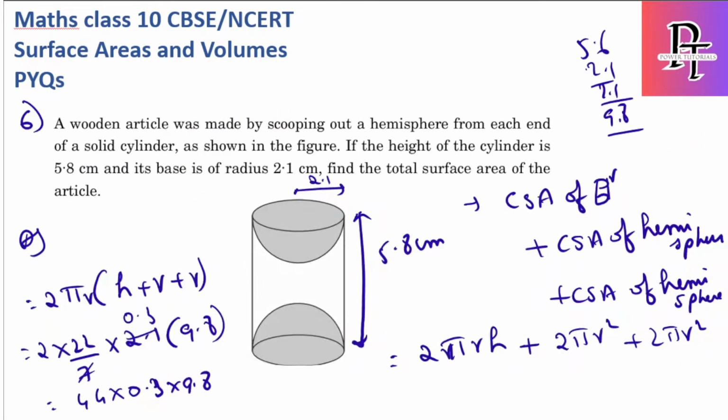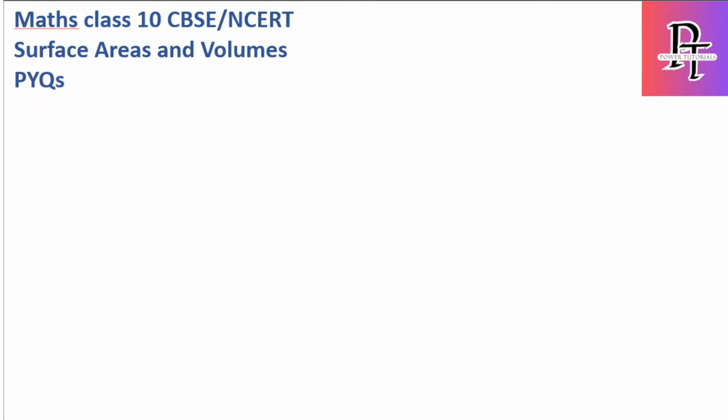So for this question, the total surface area should be the CSA of the cylinder plus the CSA of this hemisphere plus the CSA of this hemisphere, because the inside part we need to paint. Next, let's see the next one.